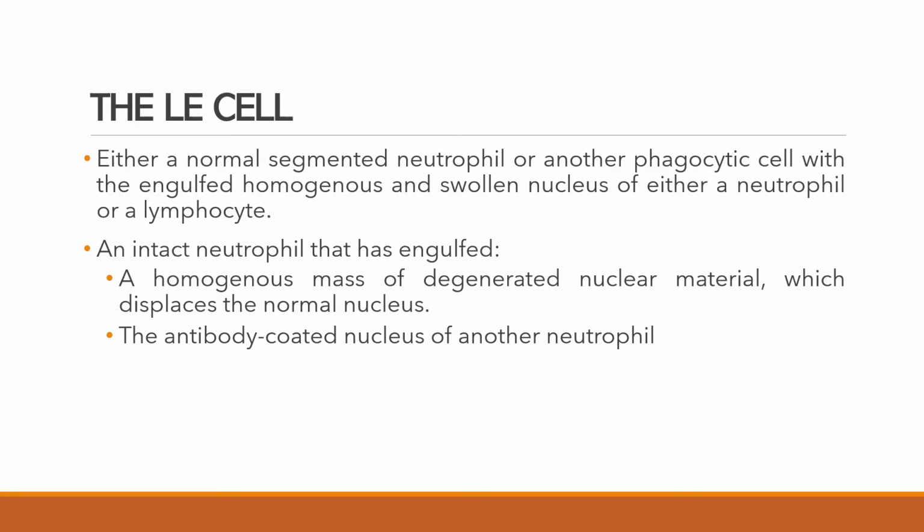So next we go to the LE cell. The LE cell is either a normal segmented neutrophil or another phagocytic cell with engulfed homogeneous and swollen nucleus of either a neutrophil or a lymphocyte. It is also an intact neutrophil that has engulfed a homogeneous mass of degenerated nuclear material which displaces the normal nucleus, or the antibody-coated nucleus of another neutrophil.